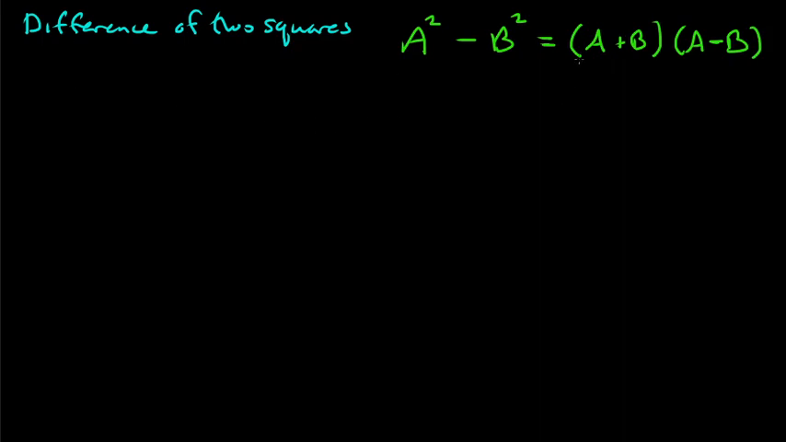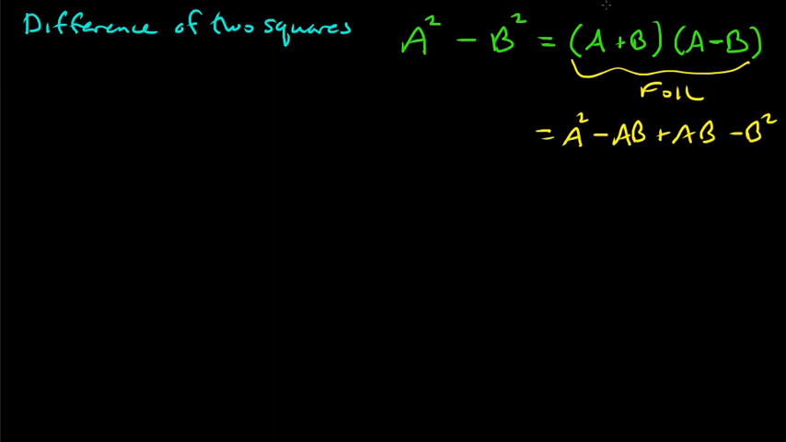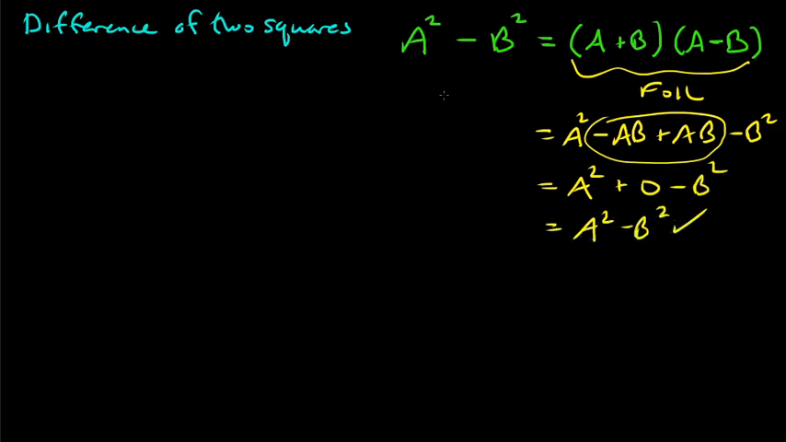Yeah. And if you're not sure, you can always check. If you multiply this out, just use FOIL again, you're going to get a squared minus ab plus ab minus b squared, right? But negative 1 plus 1 is 0. So negative ab plus ab is just 0. And so that leaves you with a squared minus b squared, which is what we started with, right? So we're thinking about this backwards. We're looking at this and seeing if we can factor like this.